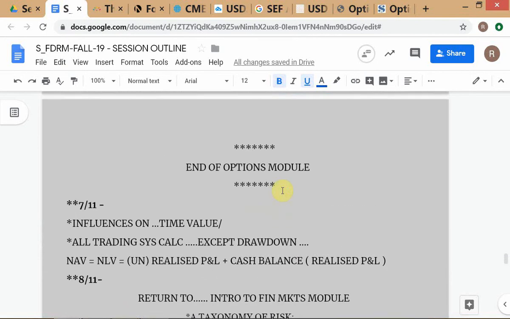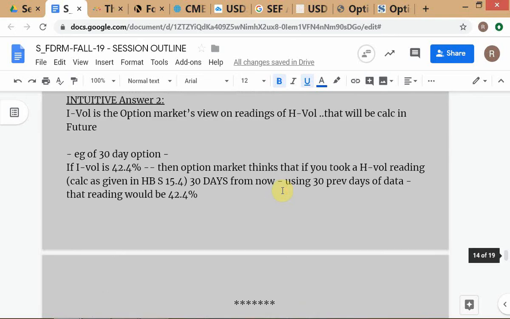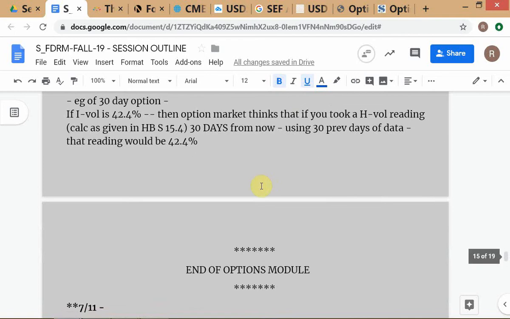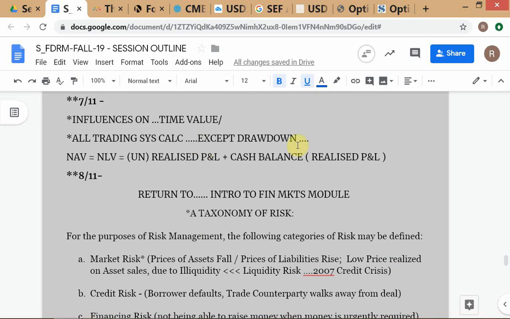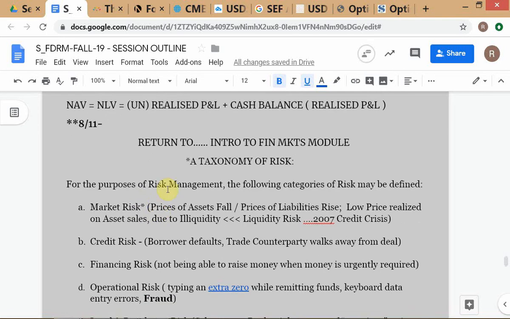Now, as we said, the options module is over. We had that discussion yesterday as well on market makers. So option market making, end of option module, we're moving back into the financial markets module. We covered a little bit yesterday, and we did a lot of revision on trading. There were a lot of very good questions on trading system calculation, which we dealt with.